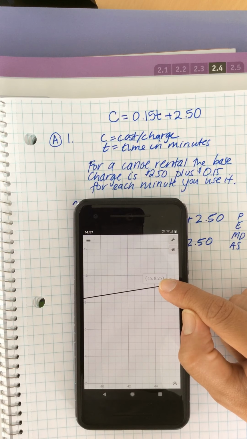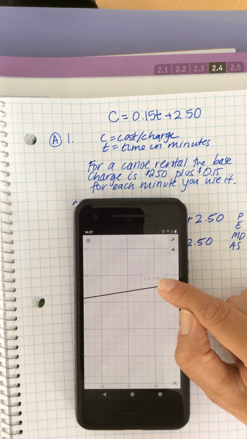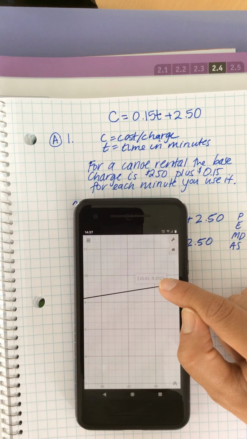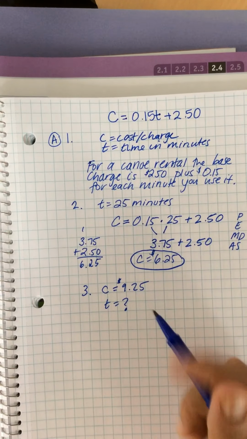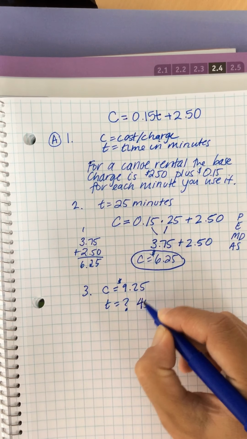So when is this thing costing $9.25? Ugh, keep moving my finger. When you've been in that canoe for 45 minutes, when x is 45. And you can do this on Desmos too with your mouse, and it'll be a little bit more accurate than mine. So there I am. So I've just figured out that when y is 9.25, x has to be 45 minutes.